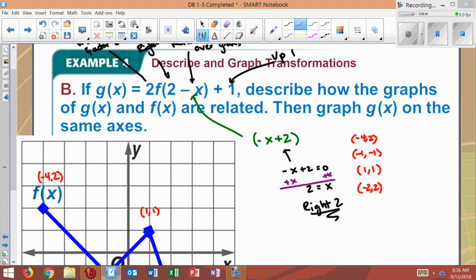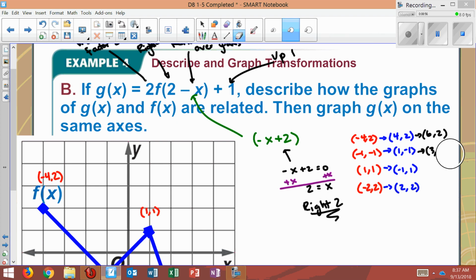The first thing that happens, according to PEMDAS, is I start on the inside, inside the parentheses, and I reflect my x's. So all my x's flip signs. So I have this point, 1, negative 1, negative 1, 1, and then here it would be 2, comma 2. So I flipped all my x values. The next thing is I go right 2 units. So now I go right 2, still on the inside. So it becomes 6, comma 2, 3, comma negative 1, 1, comma 1, and finally 4, comma 2.